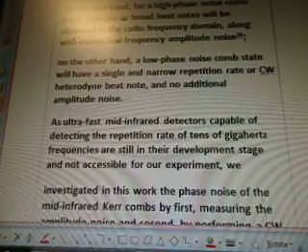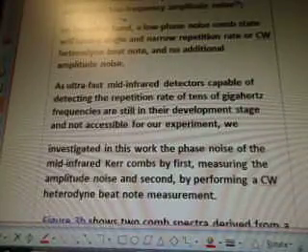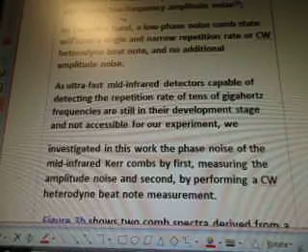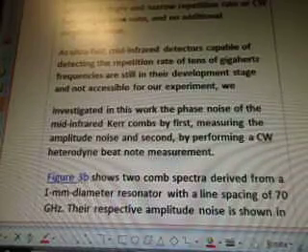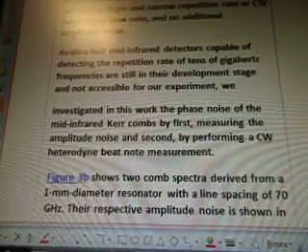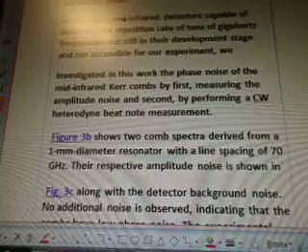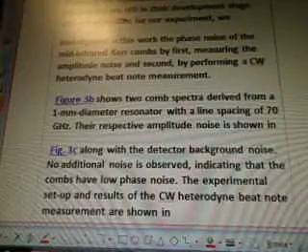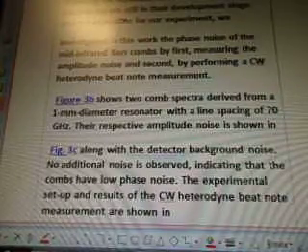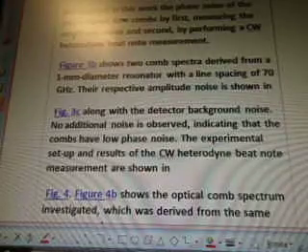As ultra-fast mid-infrared detectors capable of detecting the repetition rate of tens of gigahertz frequencies are still in their development stage, and not accessible for our experiment, we investigate in this work the phase noise of the mid-infrared Kerr combs by first measuring the amplitude noise and second by performing a CW heterodyne beat note measurement. Figure 3b shows two comb spectra derived from a 1 mm diameter resonator with a line spacing of 70 gigahertz. This respective amplitude noise is shown in Figure 3c along with the detector background noise. No additional noise is observed, indicating that the combs have low phase noise.